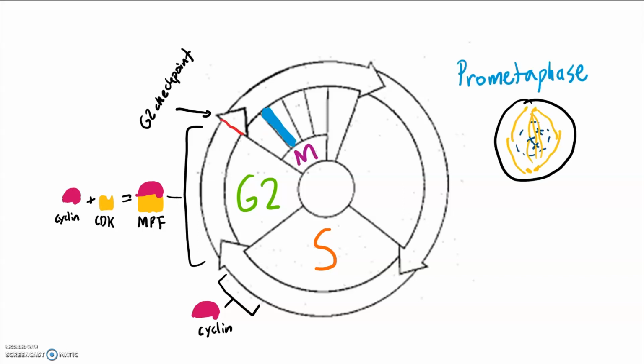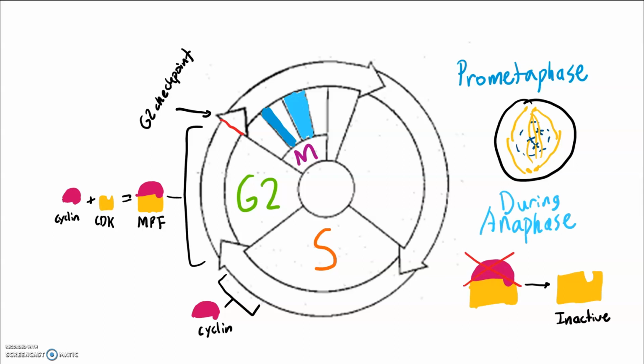Once enough MPF is activated, the cell passes the G2 phase and begins mitosis, where MPF activates other kinases and phosphorylates proteins that promote the fragmentation of the nuclear envelope during prometaphase of mitosis. MPF switches itself off during anaphase by destroying the cyclin attached to it. The CDK part stays in the cell in an inactive state until more cyclin is produced.